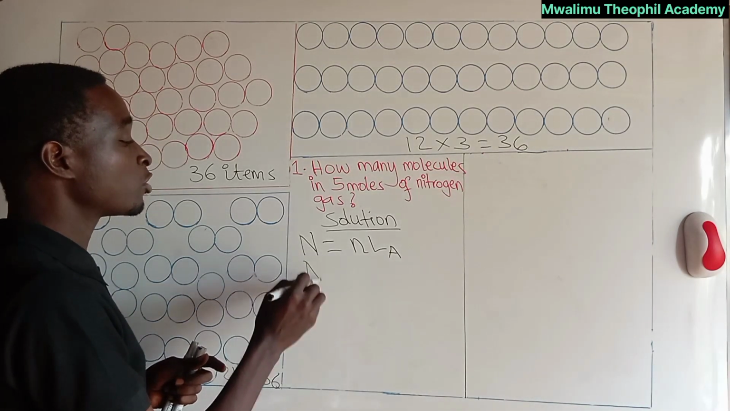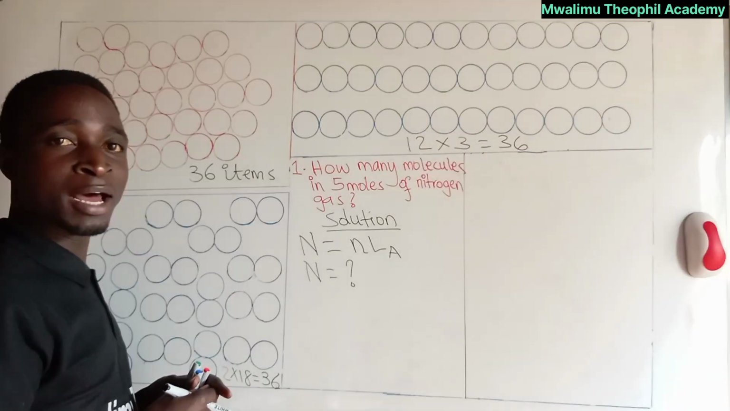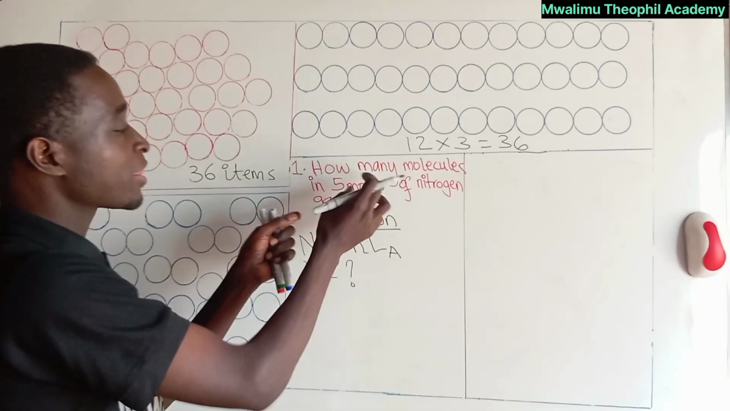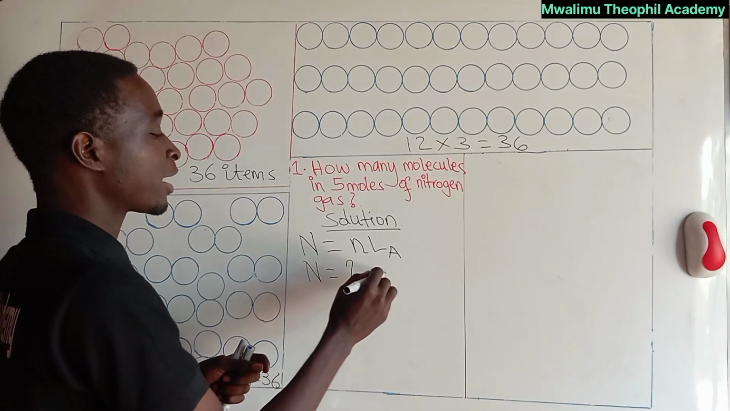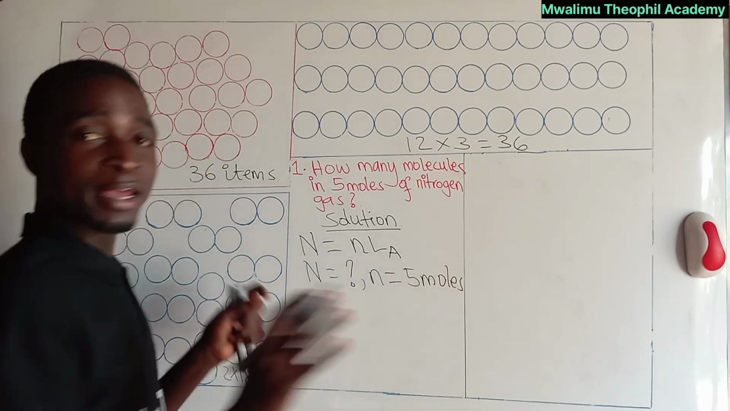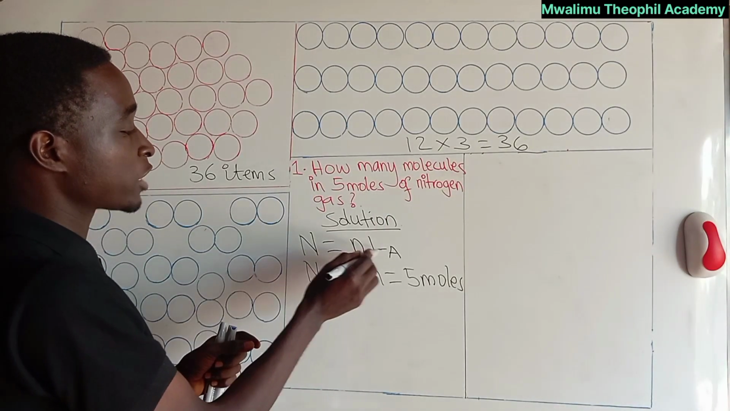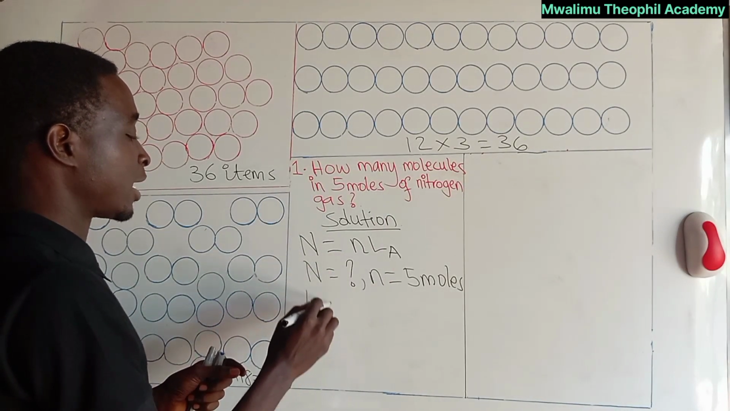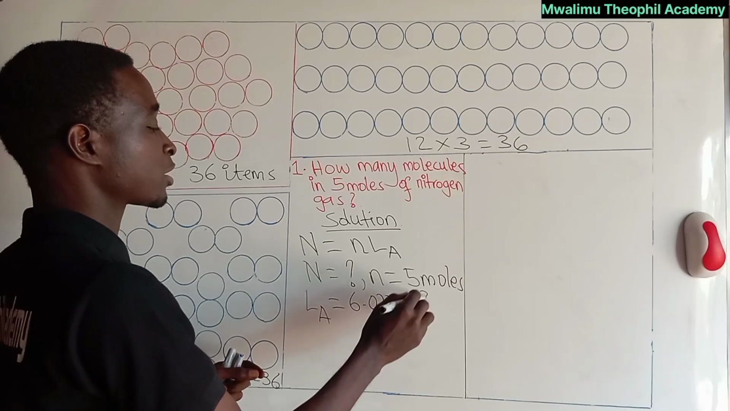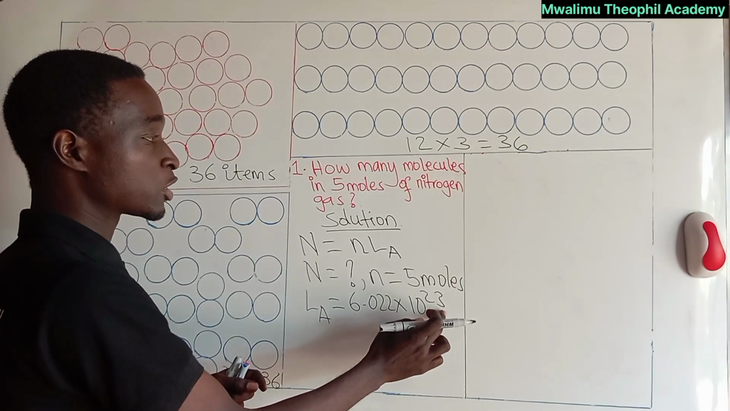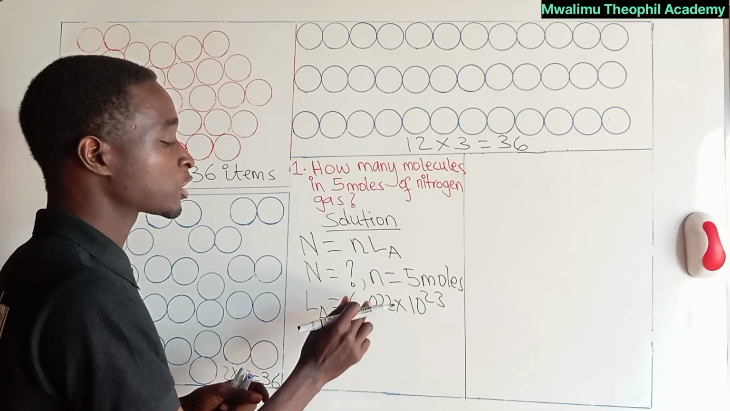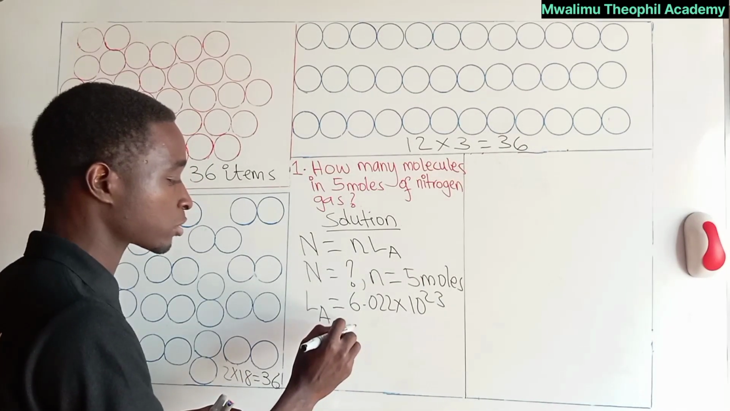So, N is not known. N is not given, which is the number of molecules, as now our particles are molecules. But we are given the number of moles, n. The number of moles given is 5 moles. As we know, Avogadro's constant, which is N_A, is known. Avogadro's constant is equal to 6.022 times 10 raised to 23. Now we don't write particles. We have to be specific, as even the question is specific. We are dealing with molecules, so it is 6.022 times 10 raised to 23 molecules.